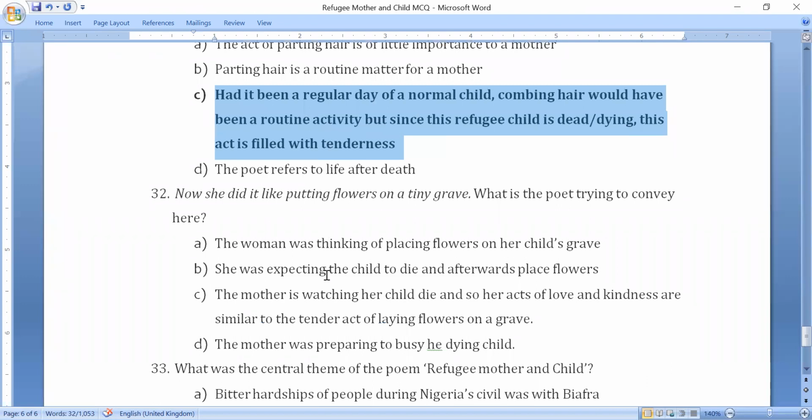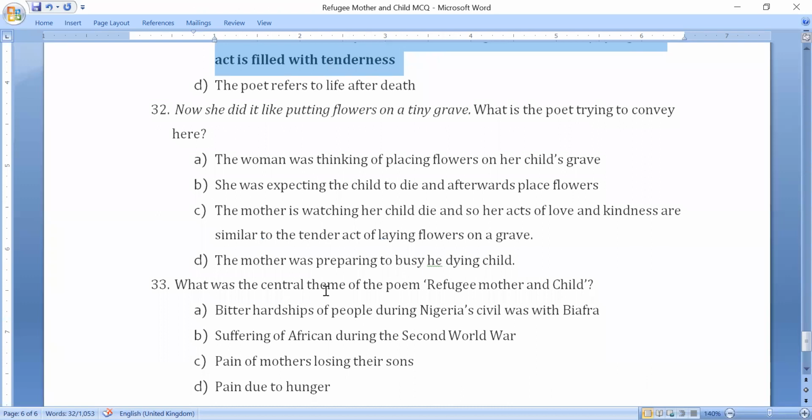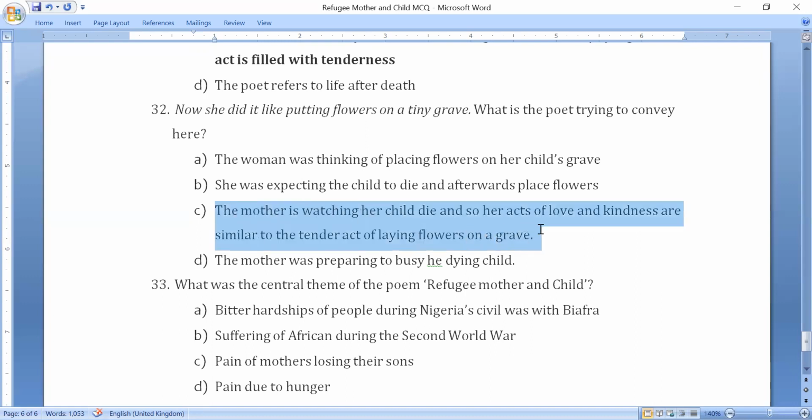Now, she did it like putting flowers on a tiny grave. What is the poet trying to convey here? The woman was thinking of placing flowers on the child's grave. She was expecting the child to die and afterwards place flowers. The mother is watching her child die. And so her acts of love and kindness are similar to the tender act of laying flowers on a grave. The mother was preparing to bury the dying child. C is the right answer.